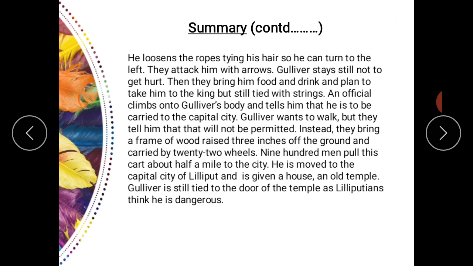Gulliver wants to walk, but they tell him that it will not be permitted. Instead, they bring a frame of wood raised 3 inches off the ground and carried by 22 wheels. 900 men pull this cart about half a mile to the city. He is moved to the capital city of Lilliput and is given a house. An old temple. What was his house? An old temple. Gulliver is still tied to the door of the temple as Lilliputians think that he is dangerous.